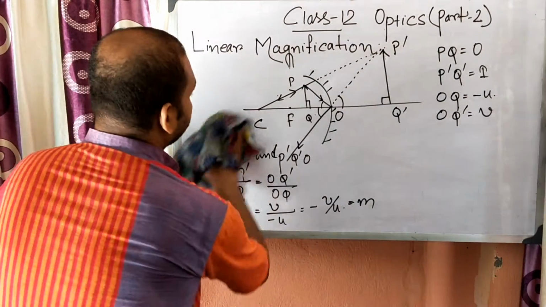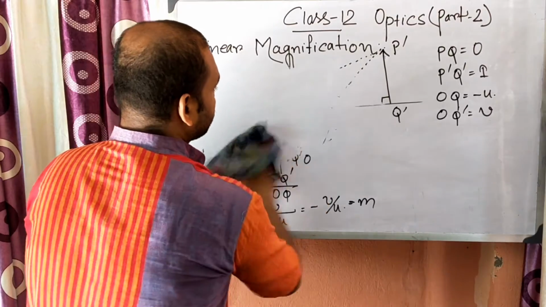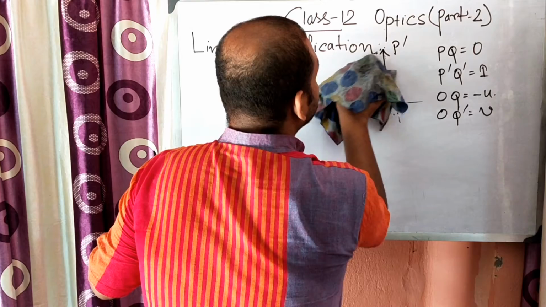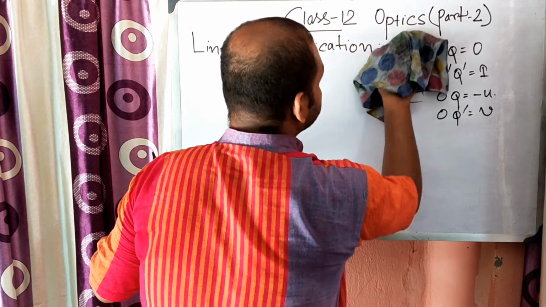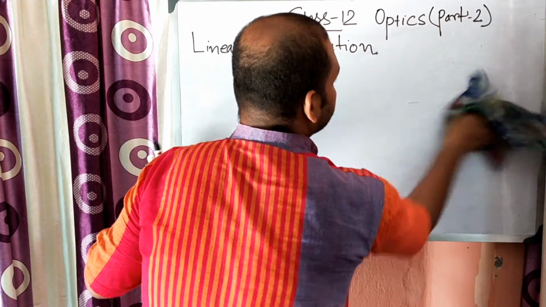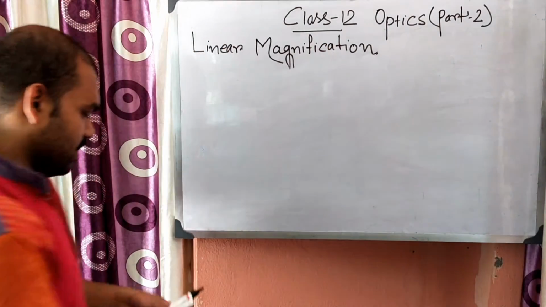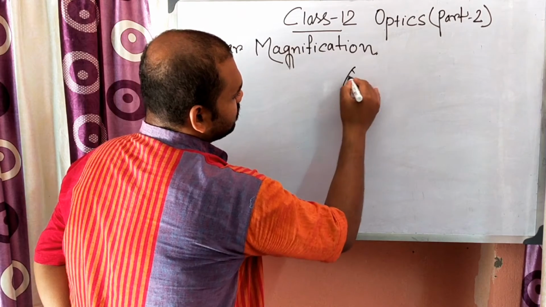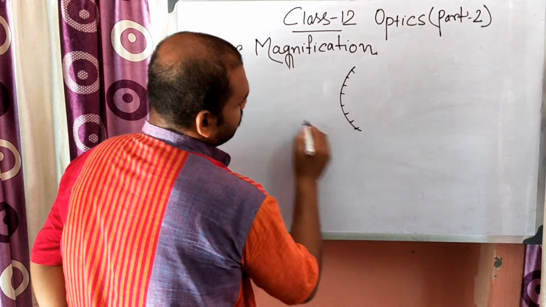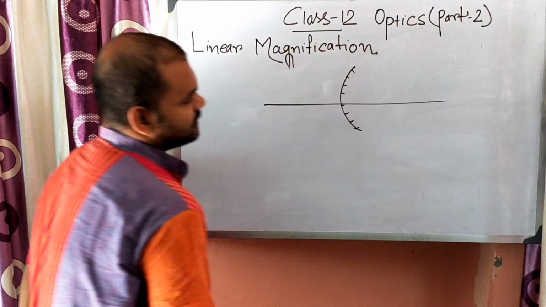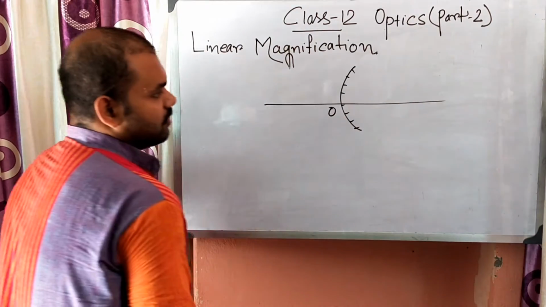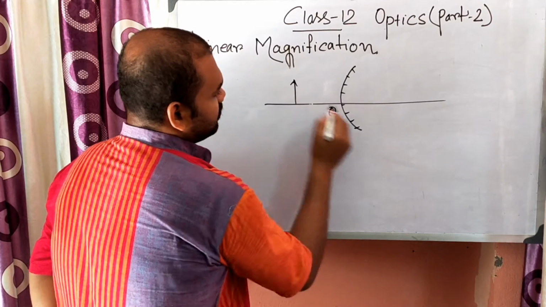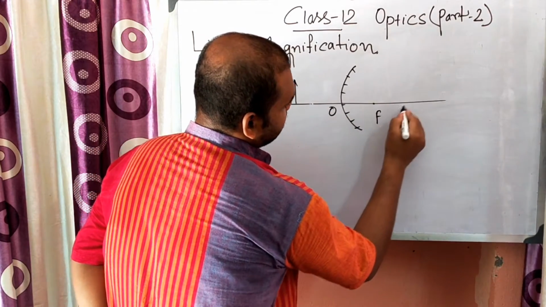Next, in case of a convex mirror, let us draw a convex mirror. These are very easy. So this is a convex mirror. This is supposed to be the principal axis, and this is the pole. Now an object is placed here, so here is F, here is C.